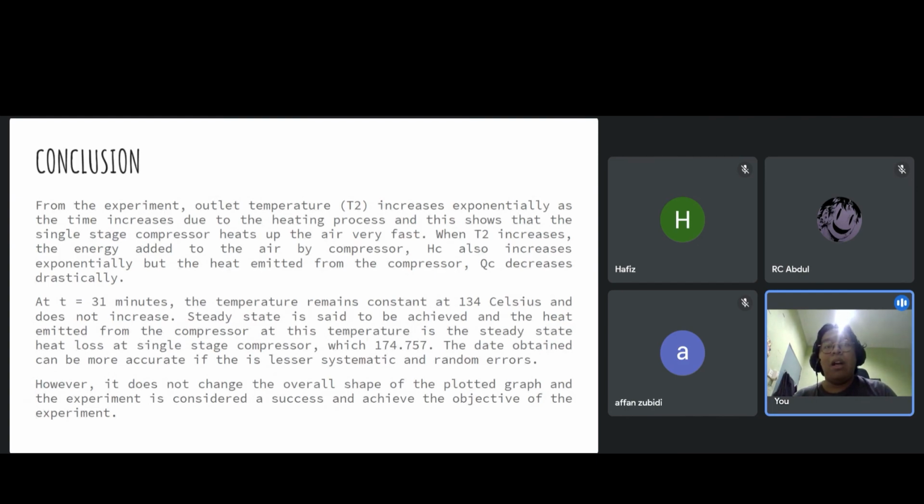174.757 watts. The data obtained can be more accurate if there were fewer systematic and random errors. However, we can conclude that it does not change the overall shape of the plotted graph, and the experiment is considered a success and achieved the objective of the experiment.